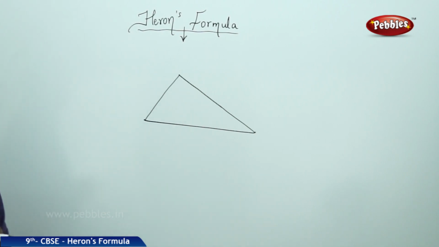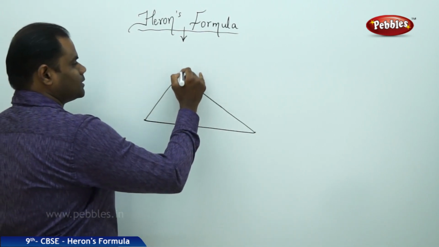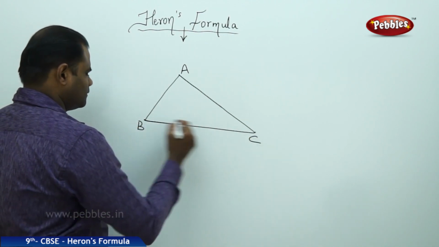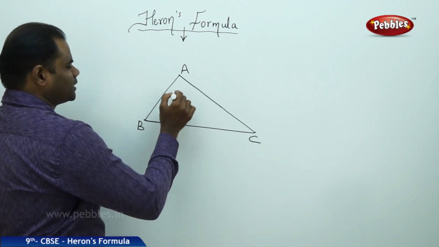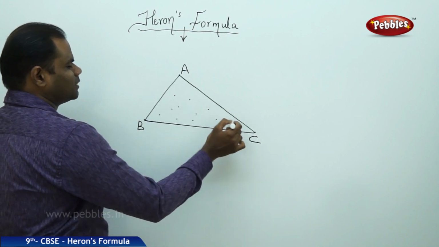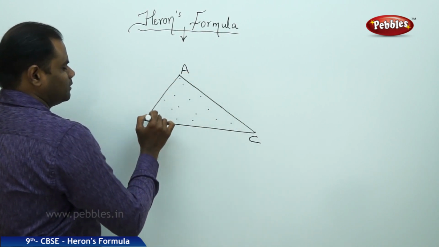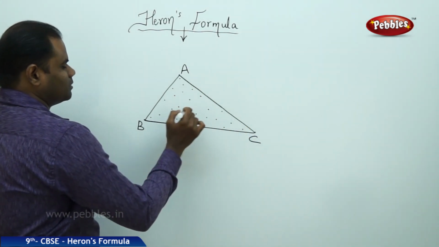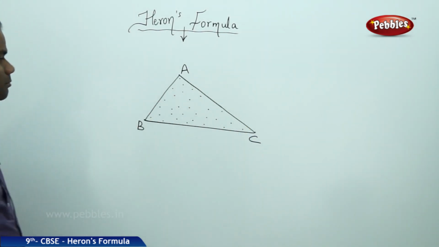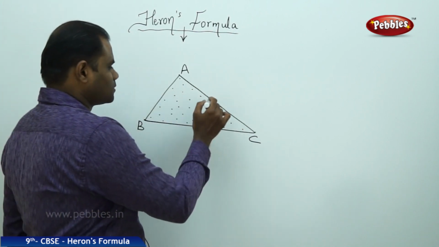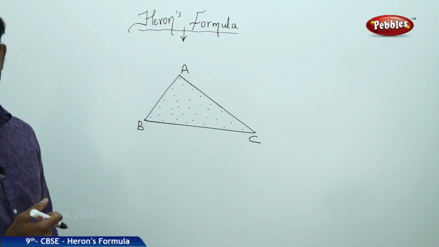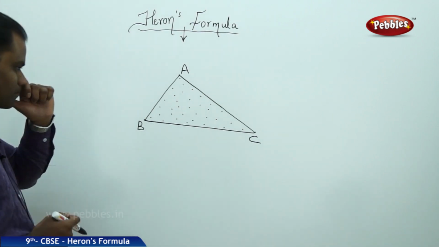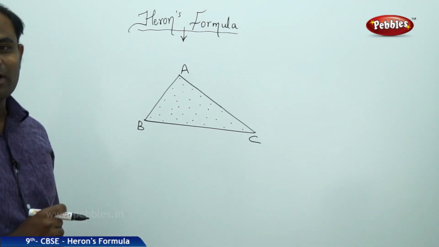And then I want to find, say this is A and B and C, and this is the region covered by the triangle, that is the area which I need to find. So here my investigation is about finding the area of this dotted region, that is the area of the triangle. So let's see how we can find it.